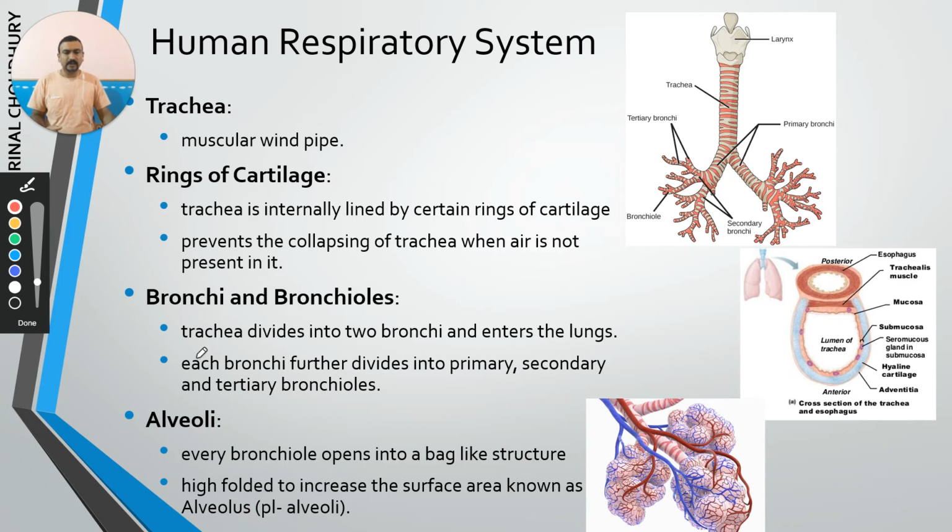Clear? Then coming to the bronchioles, they end with a bag-like structure which is called the alveoli. Very important, these are the structures of alveoli. You can see these alveoli are bag-like structures having a lot of small lobules, and they are richly supplied with blood vessels. Arteries and veins are forming a lot of capillaries surrounding these alveoli.